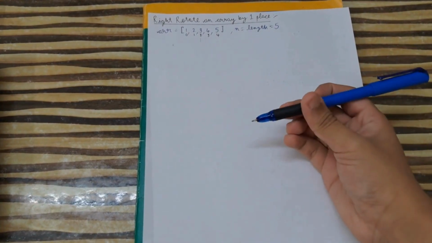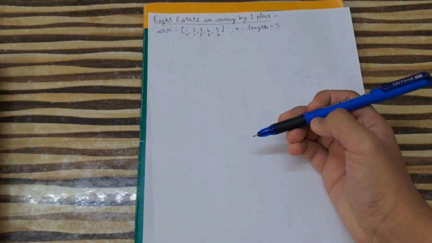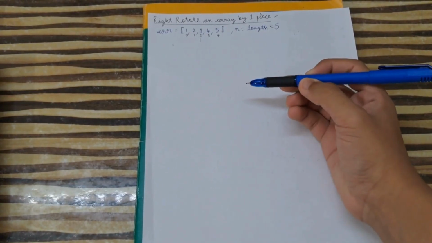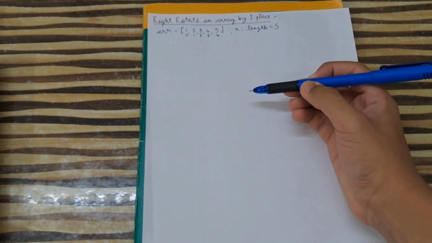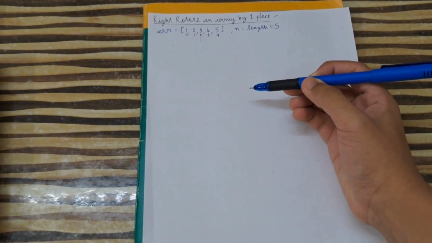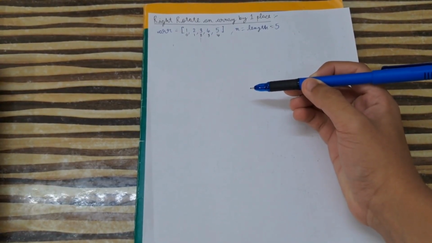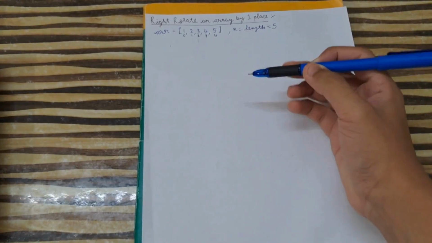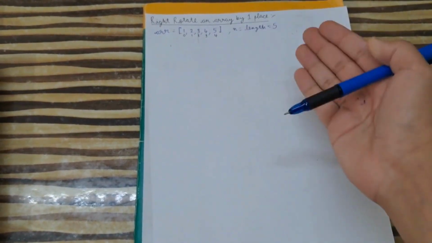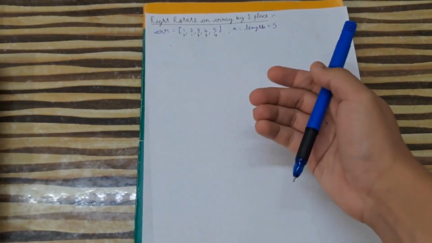Hello everyone, my name is Tej and today we will be looking at the right rotate an array by one place problem. So first of all, what does rotation mean? If we are talking about right rotation, it would mean that we have to shift every element to the right by one place in an array.